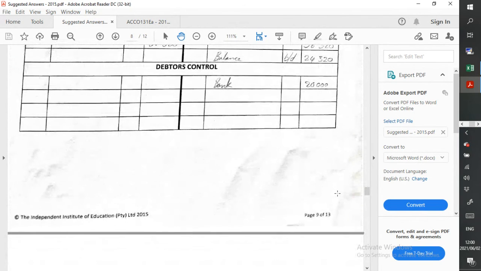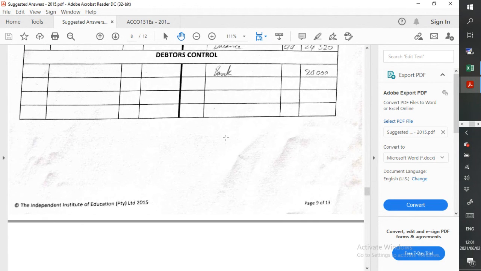Okay, then we move on to the next account, which is the debtors control. We didn't have an opening balance there. We only had one amount in the cash receipts journal of 20,000. Okay, then we ask ourselves, what's happening here? In the cash receipts journal, we are receiving money. So in other words, this 20,000 is 20,000 that we are receiving from our debtors.